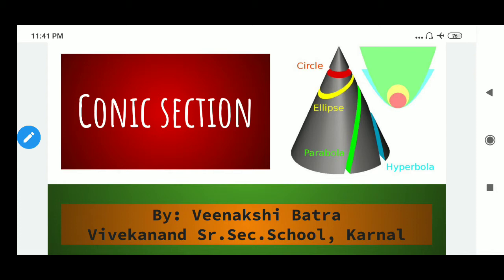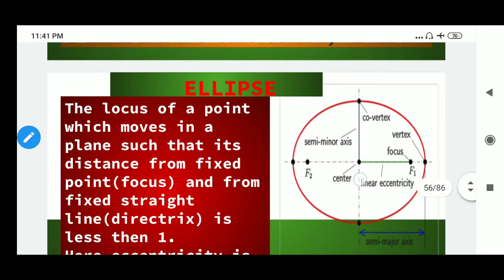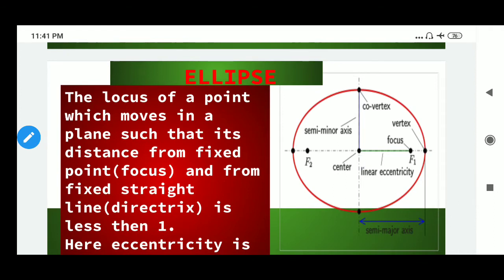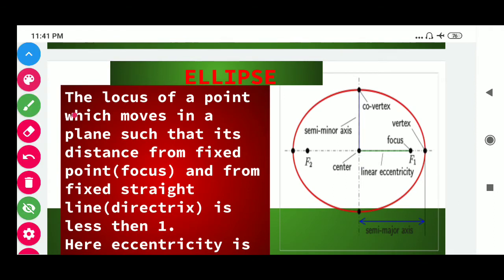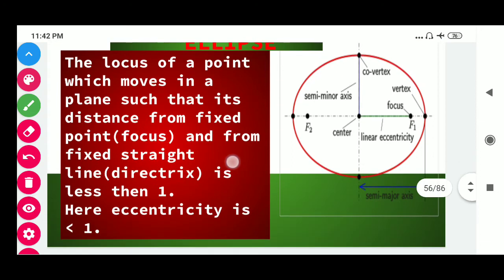In today's session, we will discuss the topic ellipse. So, students, let's start. The locus of a point which moves in a plane such that its distance from a fixed point and from a fixed straight line is less than 1. So, here eccentricity is less than 1.